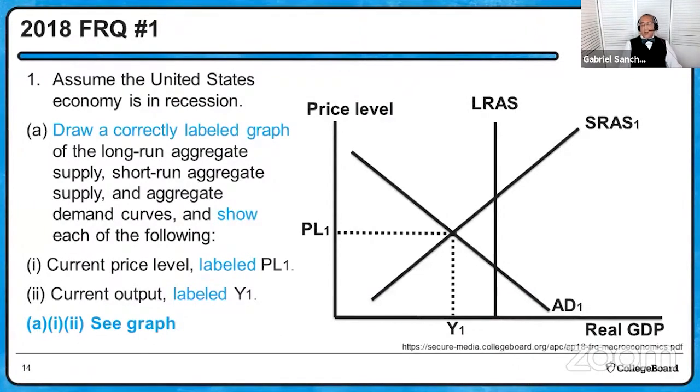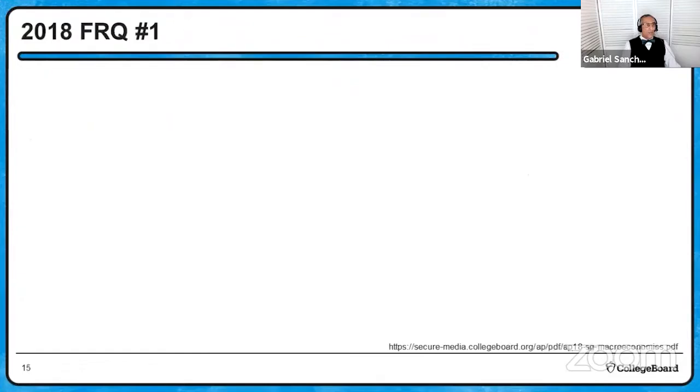And again, our axes are both labeled. The three curves are labeled. We labeled PL1 for the price level. We labeled Y1 for recession. It is to the left of the long run. This space here from Y1 to the long run, where I have my cursor, is our recessionary gap. So that was part A. All right, we good? Let's keep moving.